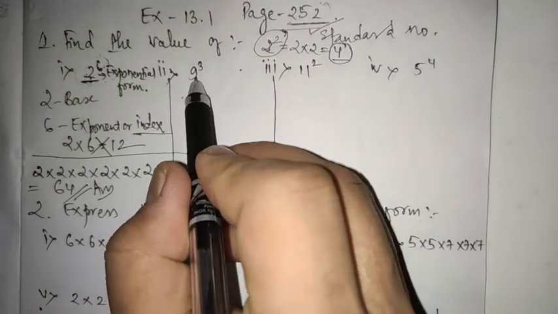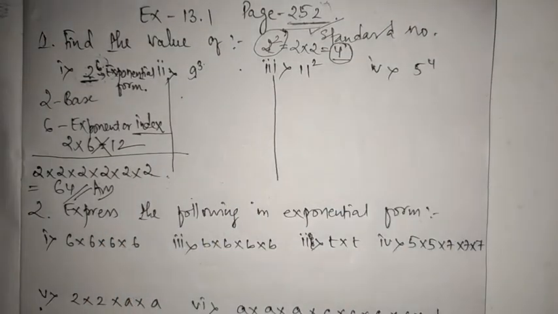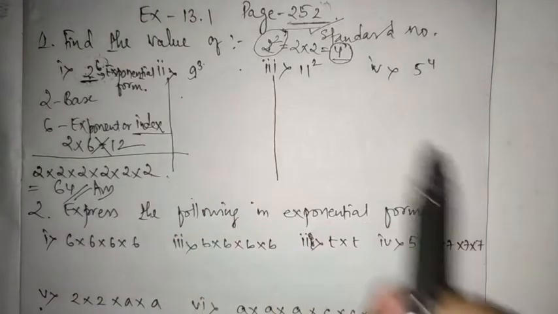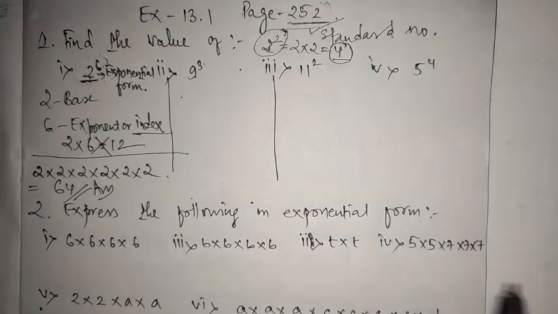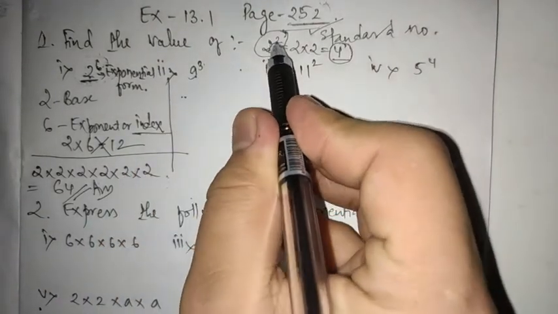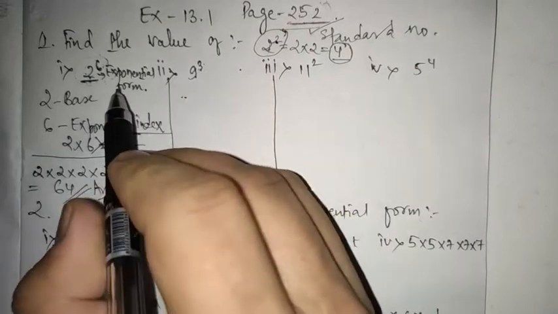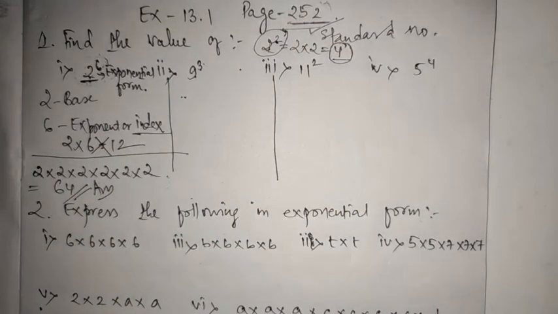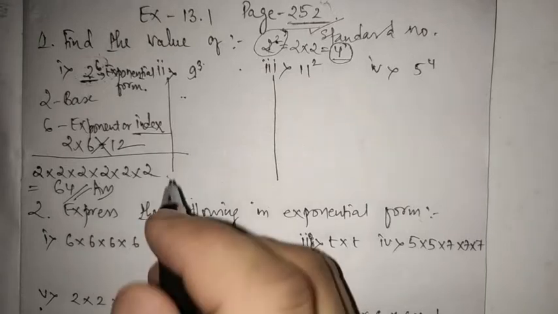Just see, 9 is your base here and 3 is the exponent. So we can say 9 cube. If you have 3, it is called 9 cube. If you have 2, this is called square. If you have more than 3, say 4, then it is 9 to the power 4, 9 to the power 5, 9 to the power 6. In such a manner you are going to say.